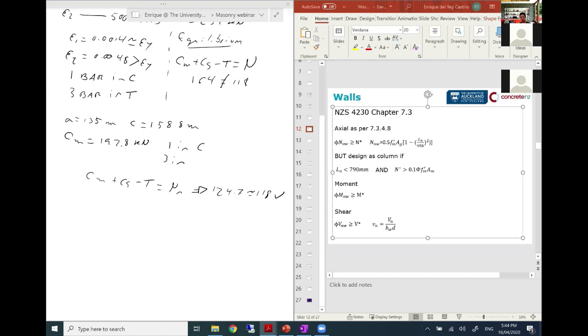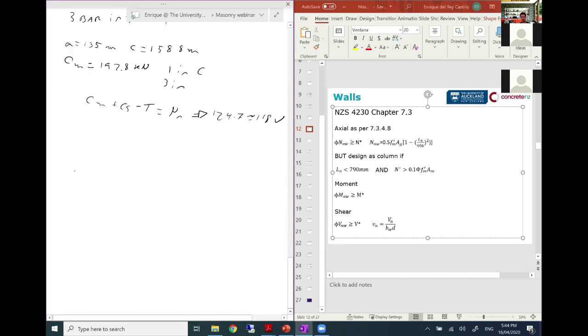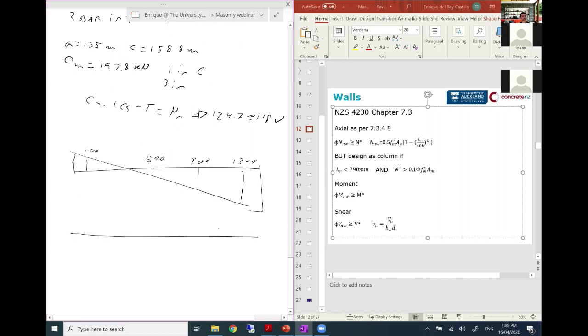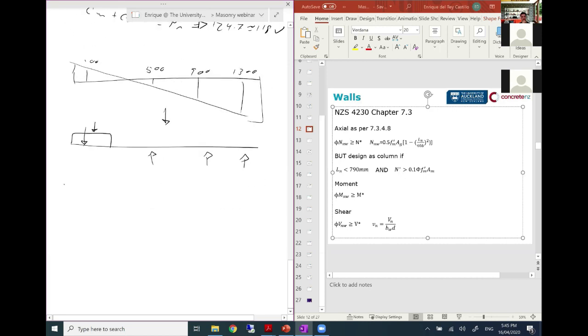And now we can calculate the moment capacity. Again, strain compatibility. So we have 1 bar there, another bar there, another there, another there. 100, 500, 900, 1300. And we have our forces in there. So that's the compression force. We have N. We have the compression force from the steel, tension force from each of these bars. And then we can calculate Nm, which is, I'm going to go quite fast here.